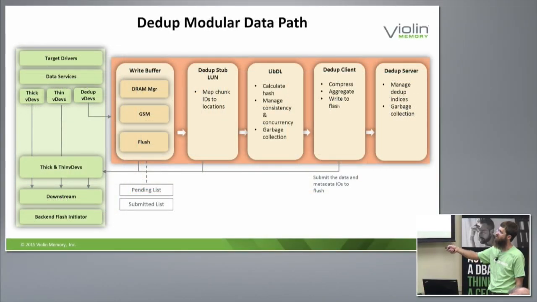We can see dedupe is a parallel LUN service, parallel to thick and thin. I won't dwell on this. The next slide will drill into it some more, but we can see that they pass through data services first. All your snapshots, CDP, replication, sync mirroring, all of that is up the top. Thick, thin, dedupe, doesn't matter.